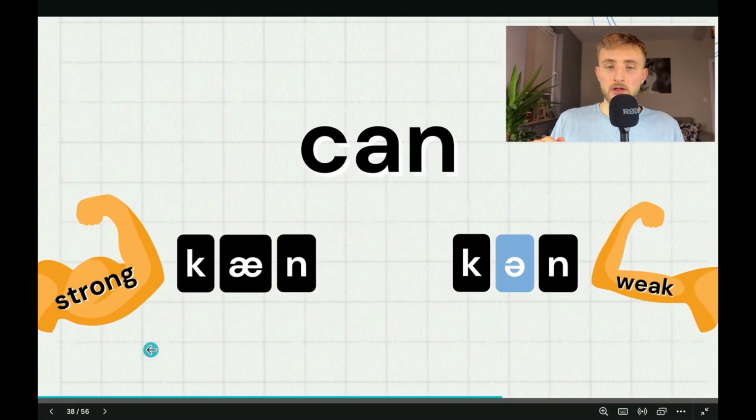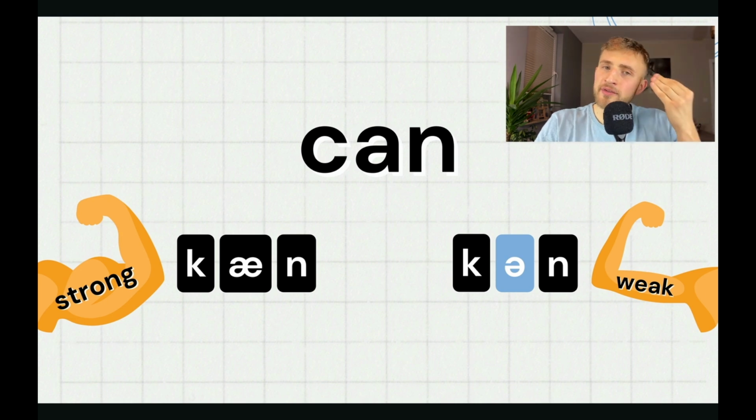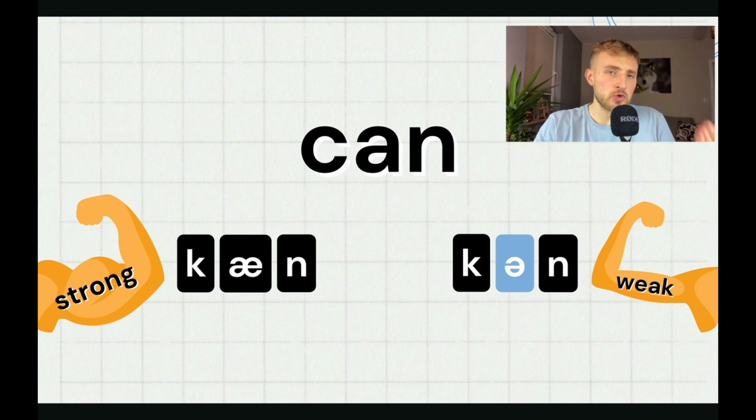So, I can show you better than I can tell you. Let's just do some examples. Can. This is a modal verb that we do not stress most of the time. But when you went to school, they told you that this is can. But can is the strong form. No one ever told you the weak form, which is the form that all native speakers use when they speak English. So we don't say can. We say can.